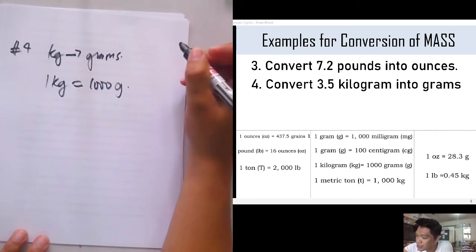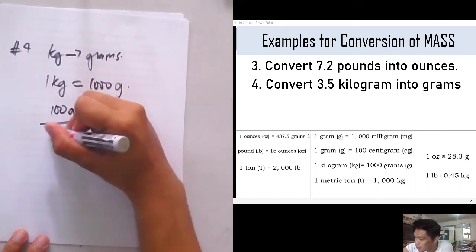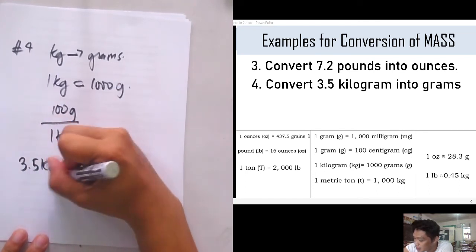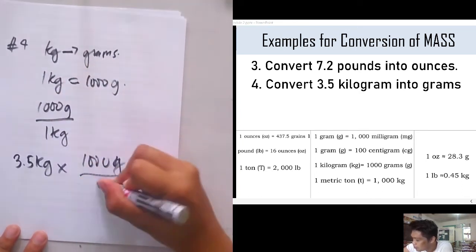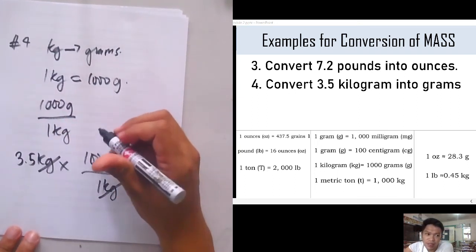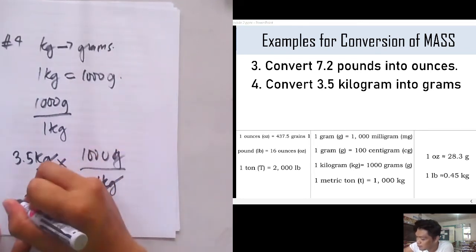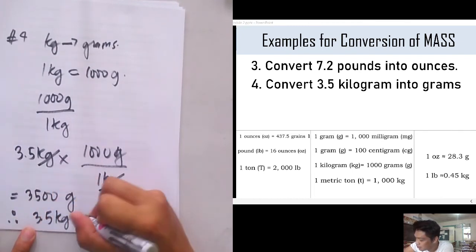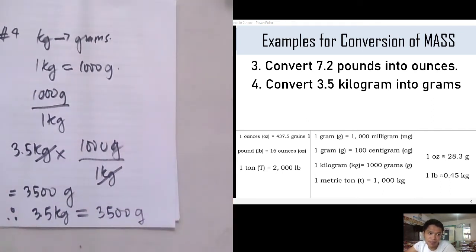Next, gagawa tayo ng fraction. Since kilograms to grams ang hinahanap natin, grams ang nasa taas. So, 1,000 grams over 1 kilogram. And ano nga yung given natin? 3.5. 3.5 kilograms times 1,000 grams over 1 kilogram. Okay, sa taas po si grams para ma-erase po si kilogram. So, 3.5 times 1,000, that is 3,500. 1 times invisible 1, that is 1. So, therefore, ito na po yung sagot. 3,500 grams. So, therefore, 3.5 kilograms is equivalent to 3,500 grams. Okay, that is now to answer number 4. Okay, please copy.